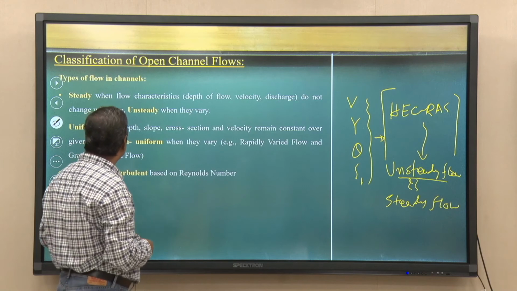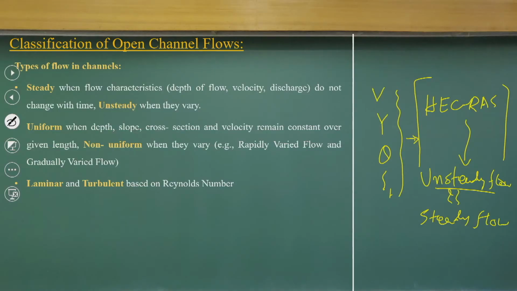Now let me simplify further with uniform flow. In uniform flow, the depth, slope, cross section, and velocity all remain constant.